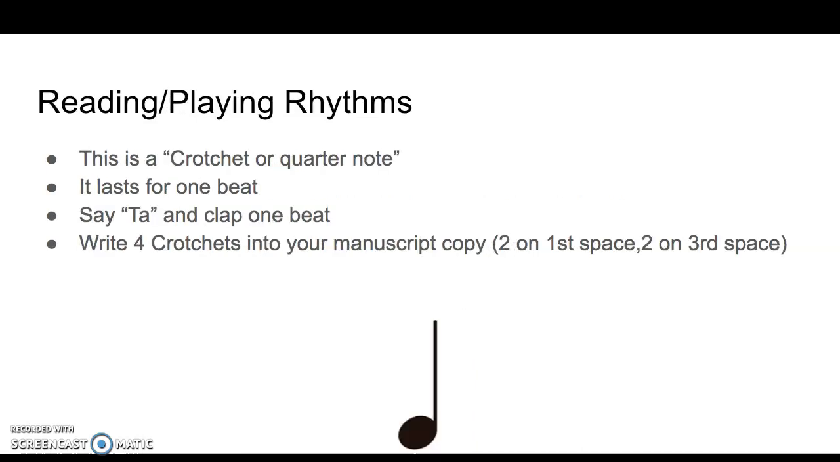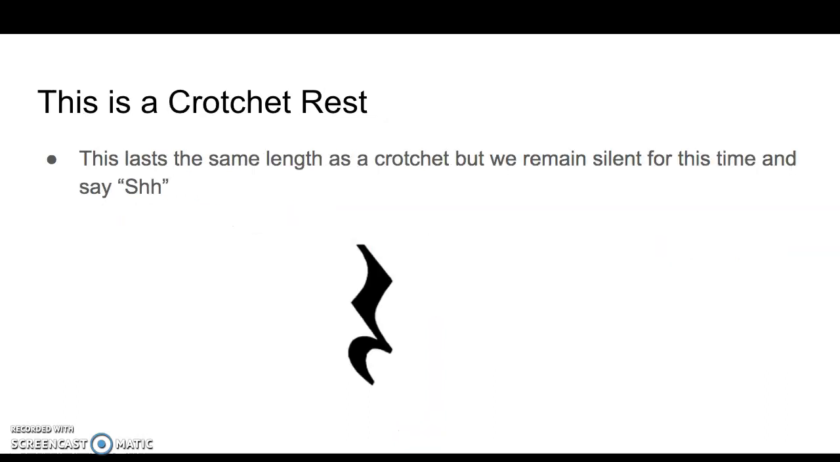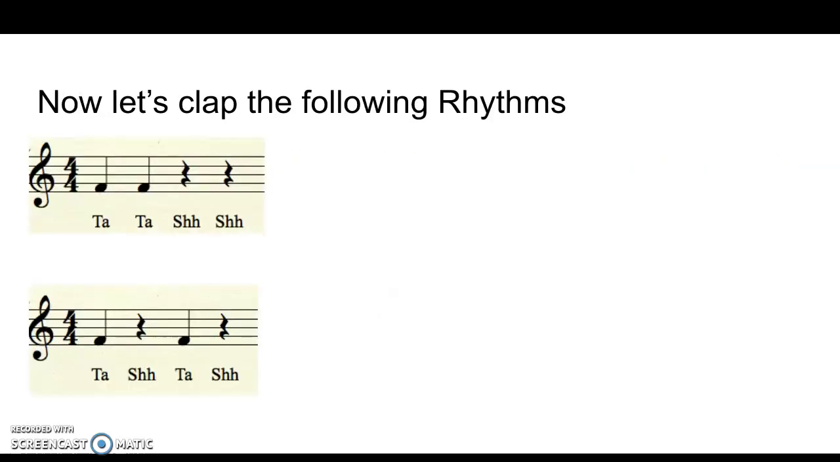Then a very common note, a crotchet. It looks like a minim, but it's coloured in. When we see a crotchet, we say ta. And there's a crotchet rest. Every note has an equivalent rest. A crotchet rest means silence for 1 beat. And when we see one of these, we want to clap the rhythm, we say shh.